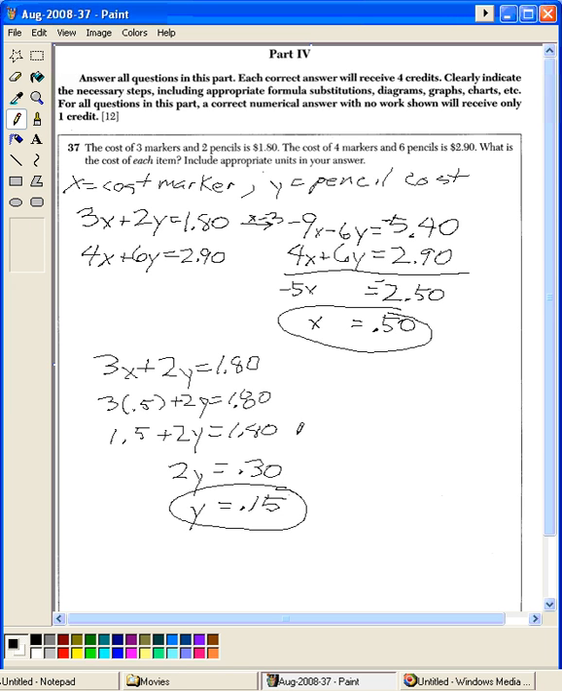Please remember, if you leave your work exactly the way I have it here, you won't get full credit. No one ever asked you what X was. No one asked you what Y was. They ask you in the question, what is the cost of each item? So make sure you tell them in English. The cost of a marker, 50 cents. The cost of a pencil, 15 cents.